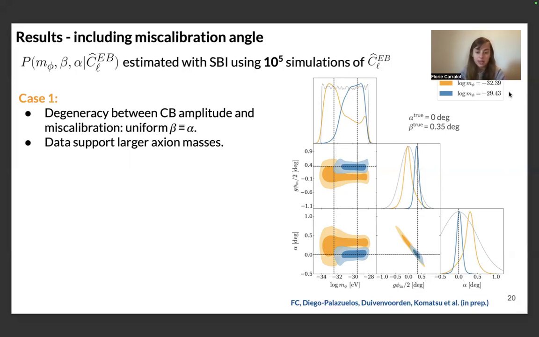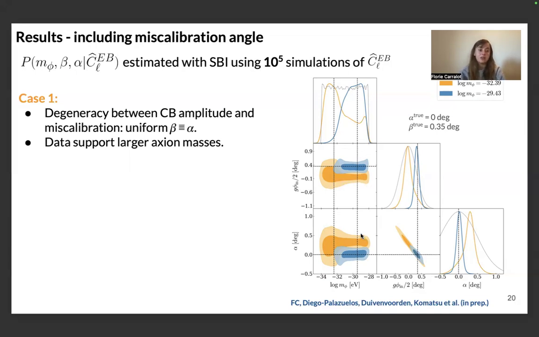The other thing that we can see is that on the posterior on the mass, we have a higher probability for masses smaller than 10^-32, but still larger axion masses are not rejected from this posterior. But for these, we observe that the data prefers a very small cosmic birefringence amplitude and a larger alpha.